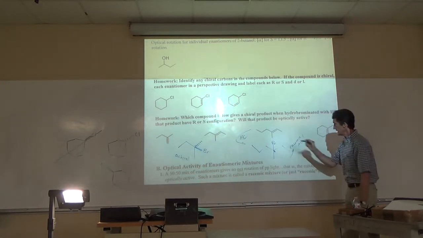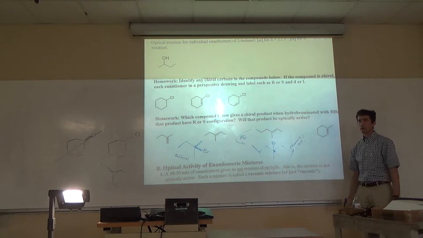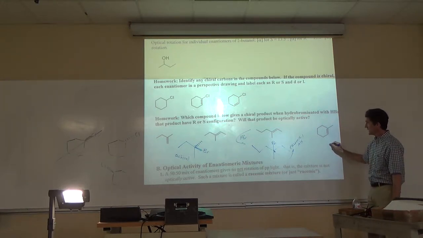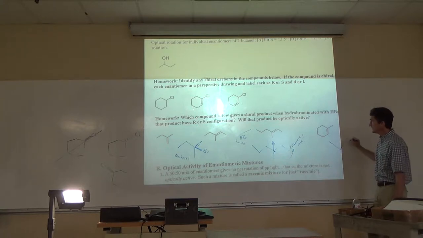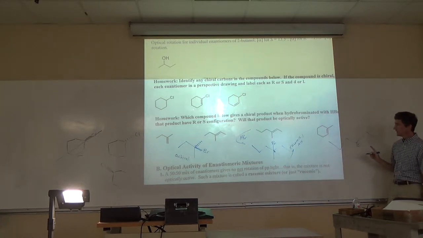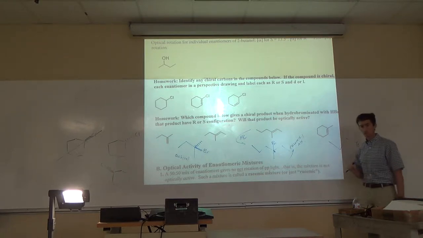Why do you get an equal mixture of the two enantiomers over here? Because the Br can attack from the front or back. We've looked at this before. How does the bromine end up bonding there? We first get this carbocation, right, with the H being here. What's the geometry of this carbocation? Trigonal planar. Okay?